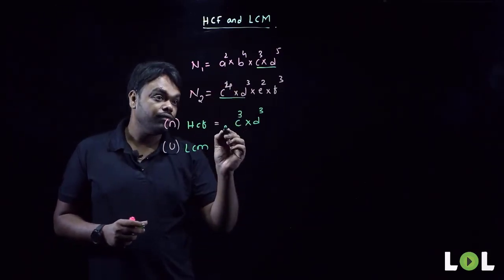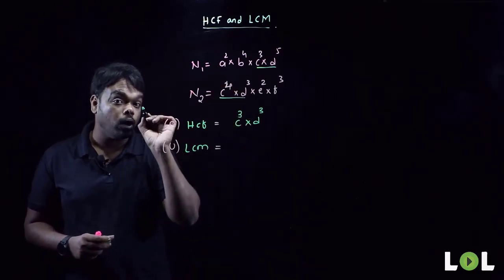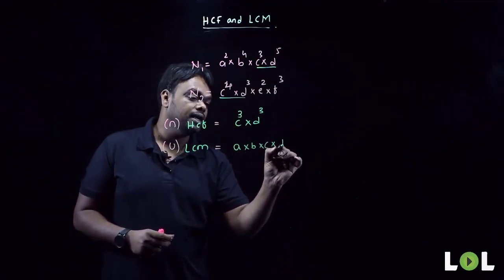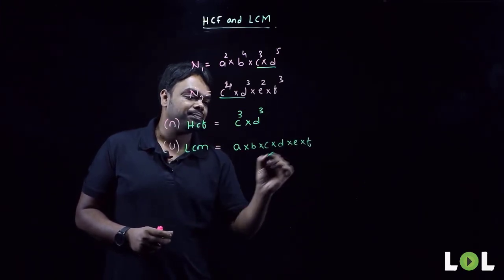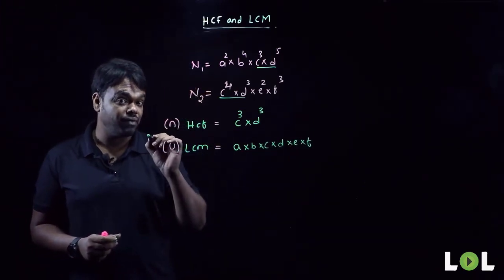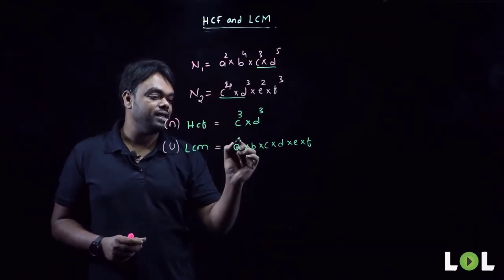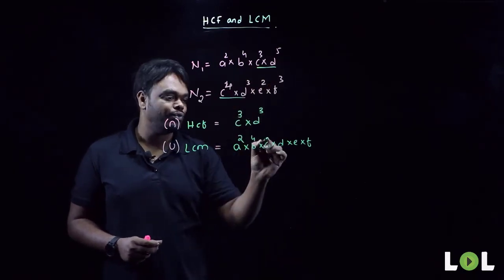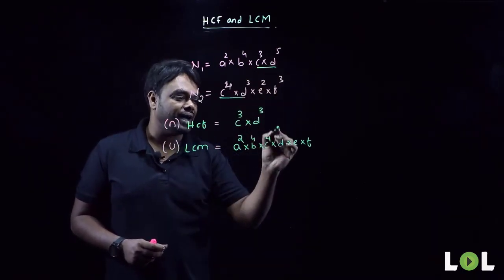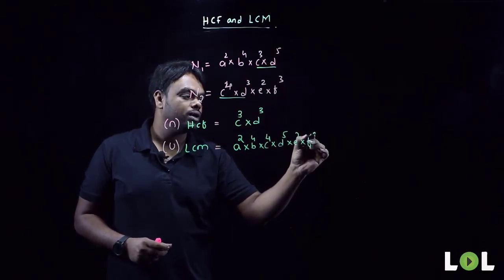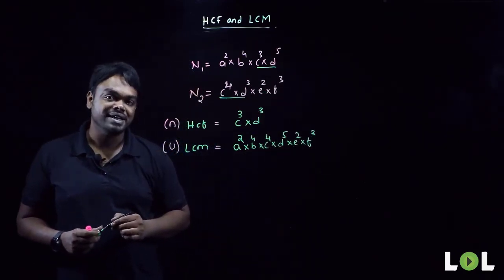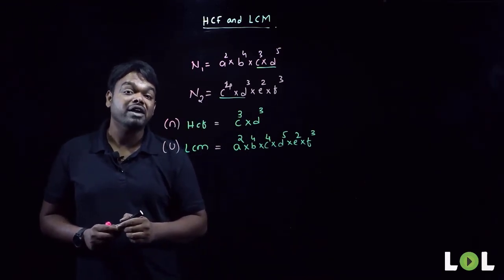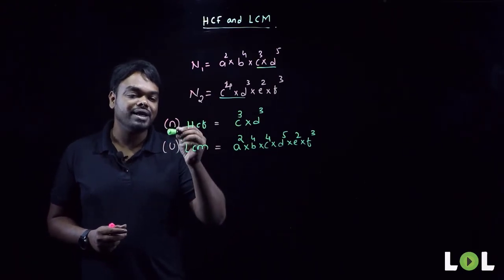Now LCM. Which bases do we take? We should take all the bases. So what are the different bases we have? a, b, c, d, e and f. If you write the powers, which powers? Highest power. Highest power of a is a square only, b is b power 4 only. For c, what is the highest power among these two? 4. For d, highest power 5. For e, highest power is only 2. f is 3. Now this is our LCM. So this is how we can calculate HCF and LCM of bigger numbers by factorizing and then using union and intersection operations.